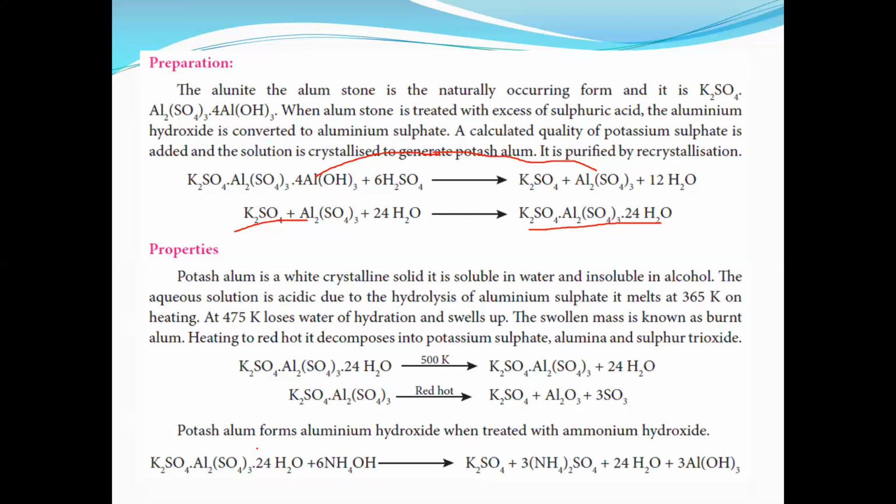Potash alum forms aluminum hydroxide when treated with ammonium hydroxide. So when we treat potash alum with ammonium hydroxide, we get ammonium sulfate and aluminum hydroxide.